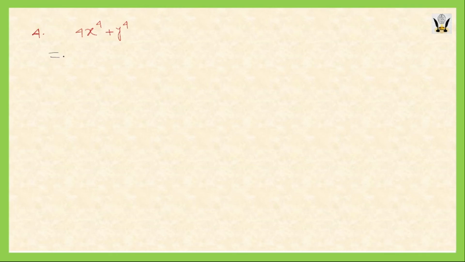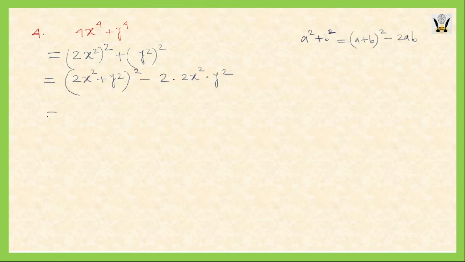So this can be further written as, since it has the format a square plus b square, it can be further written as (2x square plus y square) whole square, and this will be minus 4x square y square, and this again can be represented as a square of some other term. Let's see what it will be.